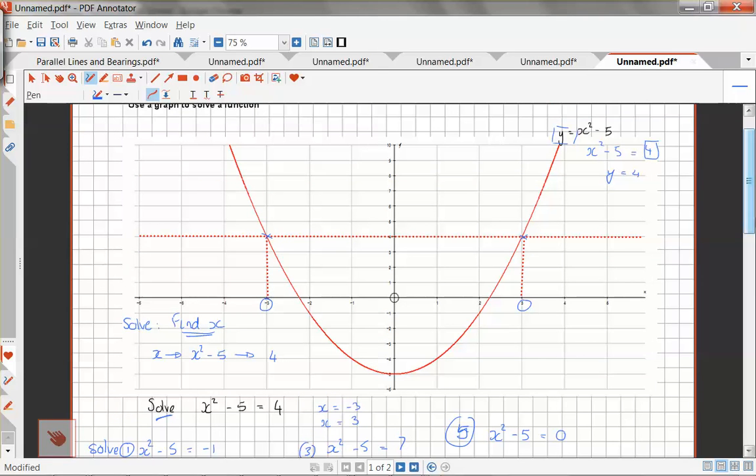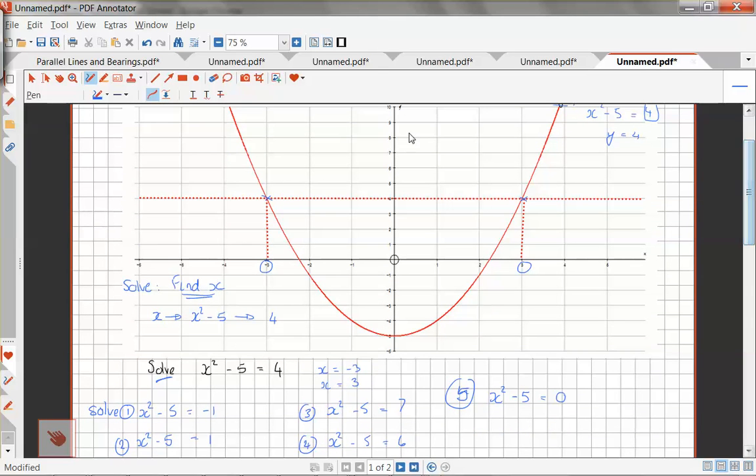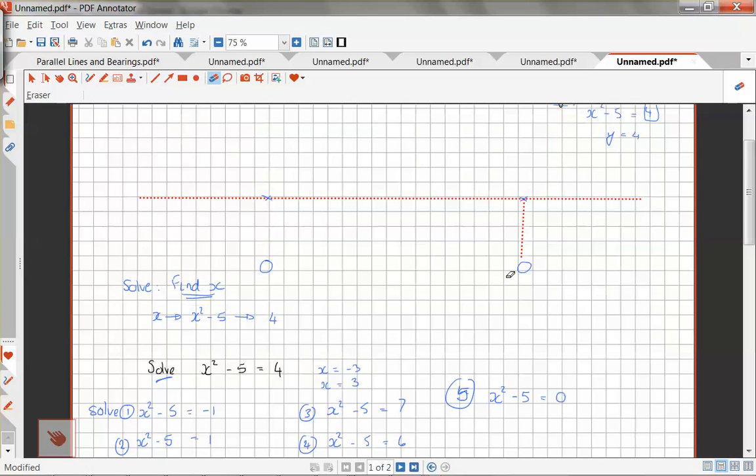Okay guys, so we've got our curve. We've said if we want x squared minus 5 equaling 4, we put a line through. Now what I'm going to do for each one of these is basically just put the lines first. So I'm going to rub these ones out. Oh, I don't want to do that.